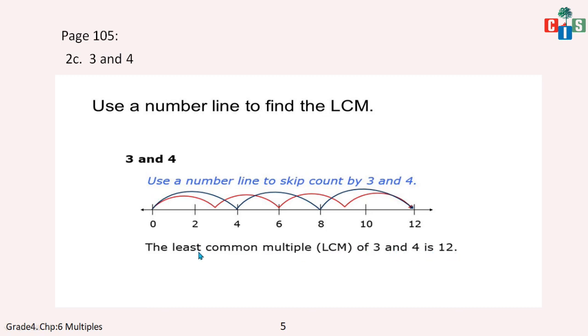You don't have to write least. Don't make a mistake. Okay, you don't have to write least. You have to write the common multiple of 3 and 4 is 12. This LCM or the least common multiple you will study in your higher standards. Till your standard you have to study only common multiples. Okay, so this is by using the number lines.